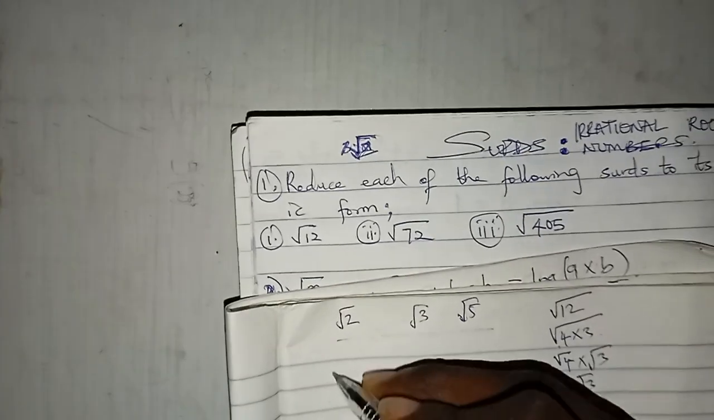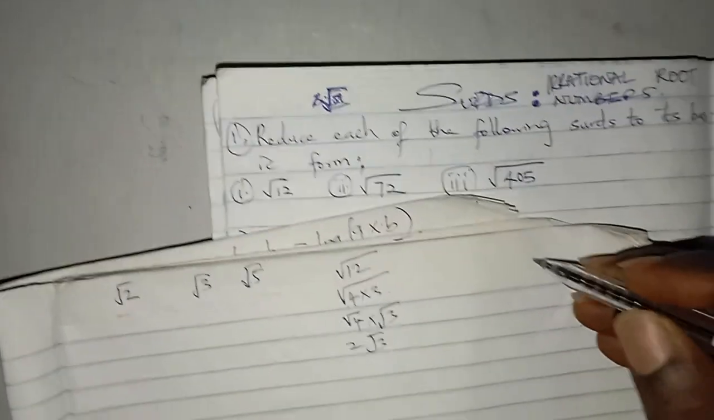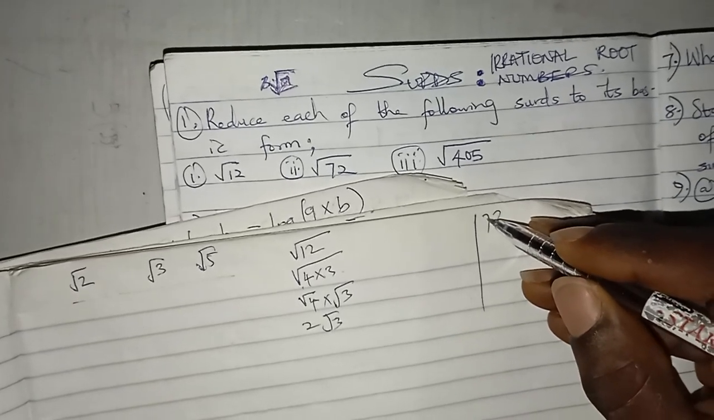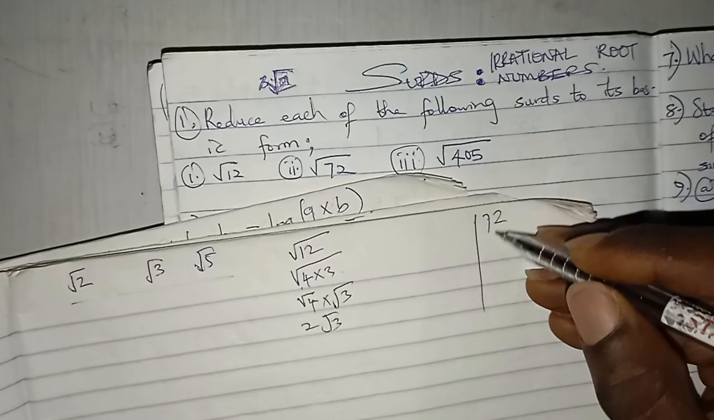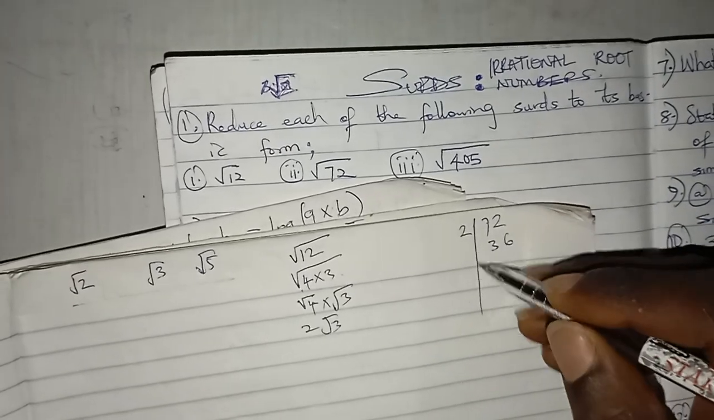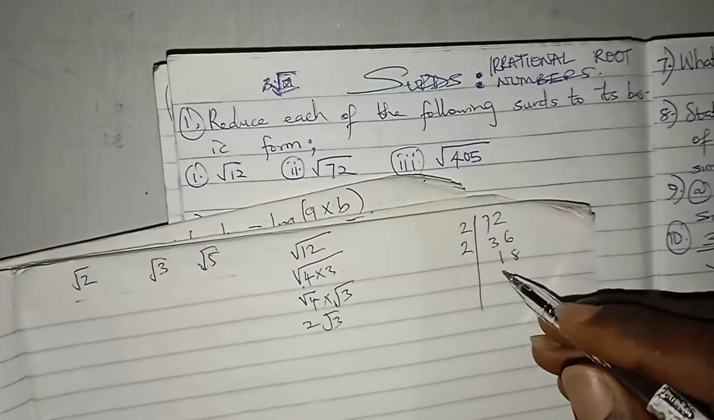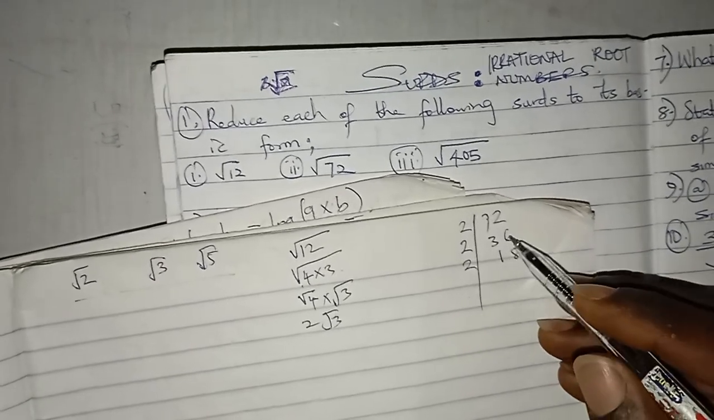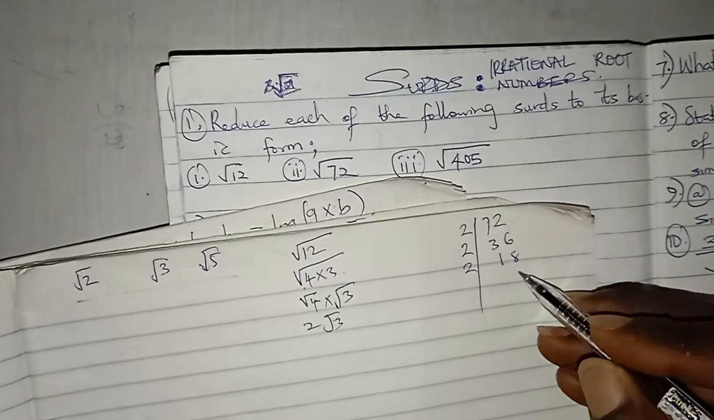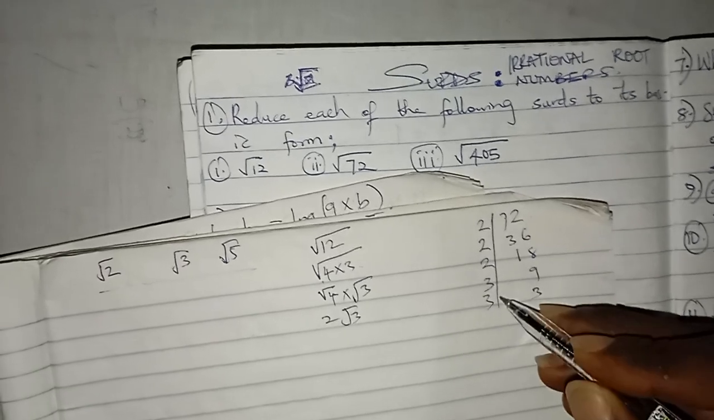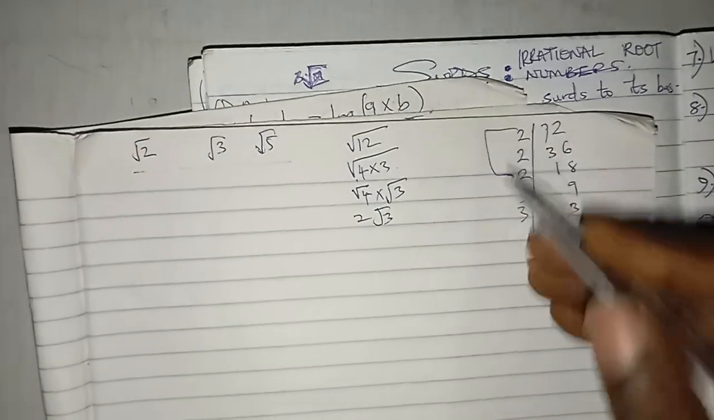I think the best way to go about this whenever you see this is to first of all ask yourself, what are the things that can divide 72? 2 goes into 72 is 36. Then 2 here, 18. 2 here, 9. Can 2 go again? No. 3 here, 3. 3 here, 1. So I can see that inside this I have 8 times 9.